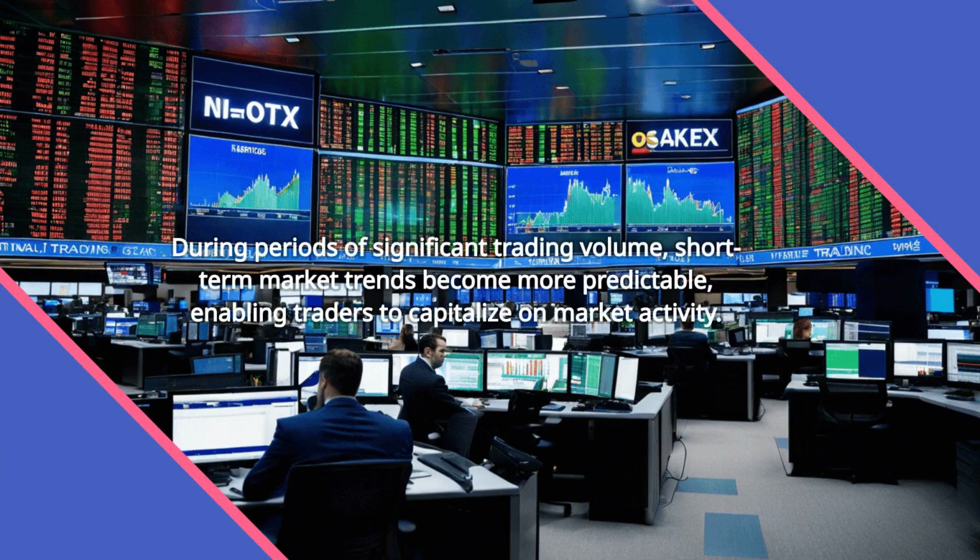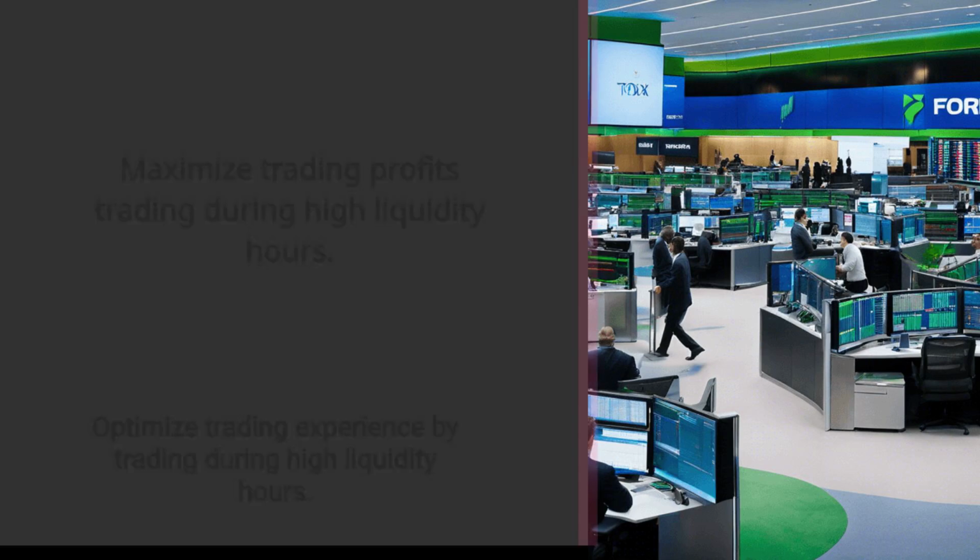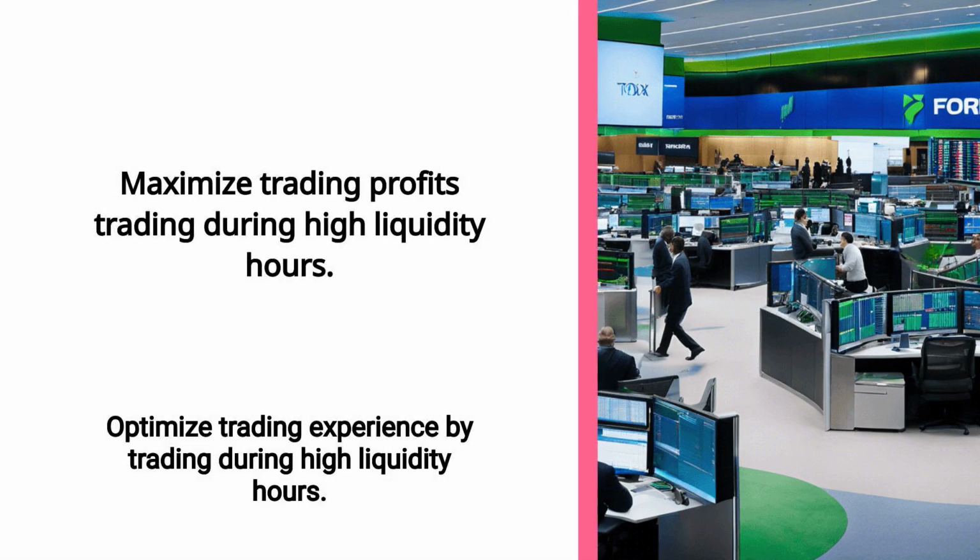Predictable price movements. Big trading volumes help predict short-term trends. This makes it easier to take advantage of the market activity during these times. Those open to trading at other times may enjoy the Sydney-Tokyo session, 2 a.m. to 4 a.m. EST. Here, there are more movements in the AUD and JPY pairs. Choosing to trade during these high liquidity hours is smart. It can make a big difference in your trading experience and outcomes.